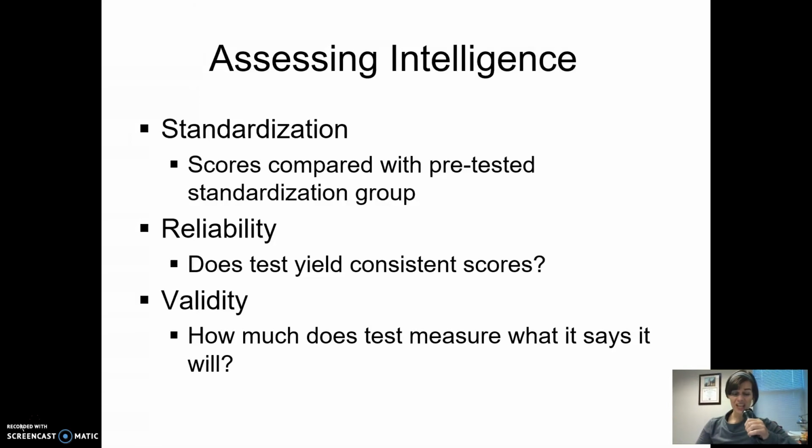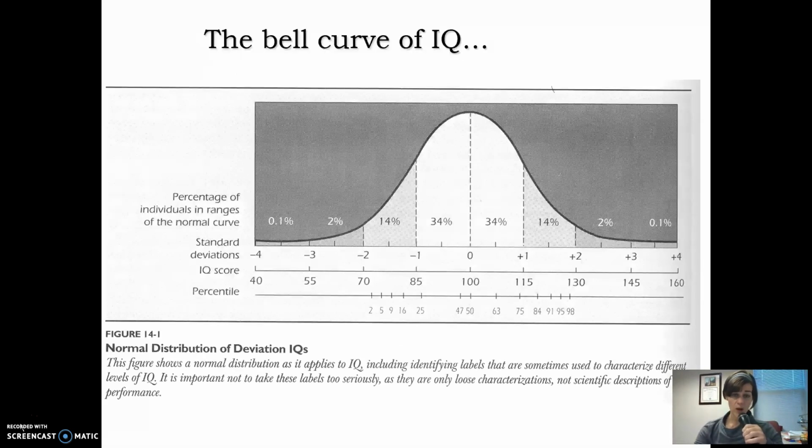If I pull like a 75, something is wrong. And then finally, we have the issue of validity. Validity is the idea that the test actually measures what it says it's going to measure. Tests can be reliable, but they may not necessarily be valid. So if we have a valid test, we've designed it in such a way that it's actually measuring a metric of intelligence and not anything else. So we need to make sure that the test measures what it says it will.